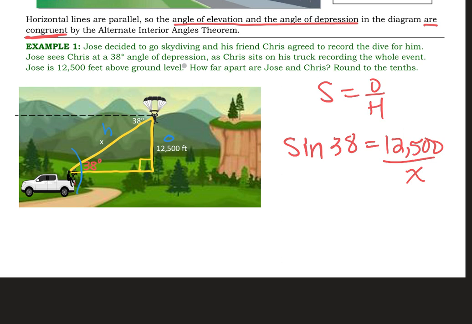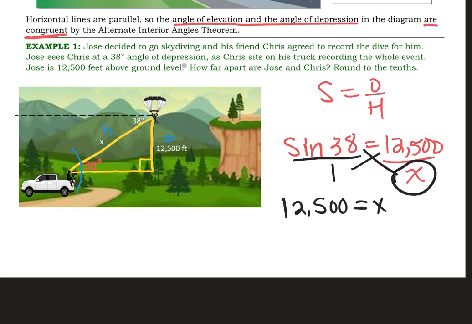Good. Don't forget the 1. The 1 allows us to cross multiply. 1 times 12,500 is just 12,500. Remember that when you multiply these two, I always want you to put what's in the denominator first. So x sine 38. What do we want to do to both sides? Divide by sine 38. We're rounding this one to the tenth. So we were doing hundredths. Let's do the tenth.